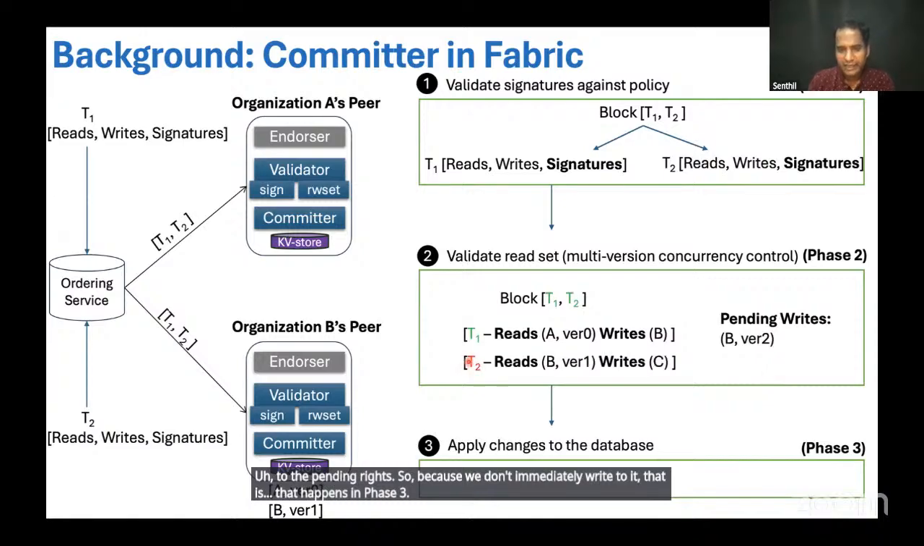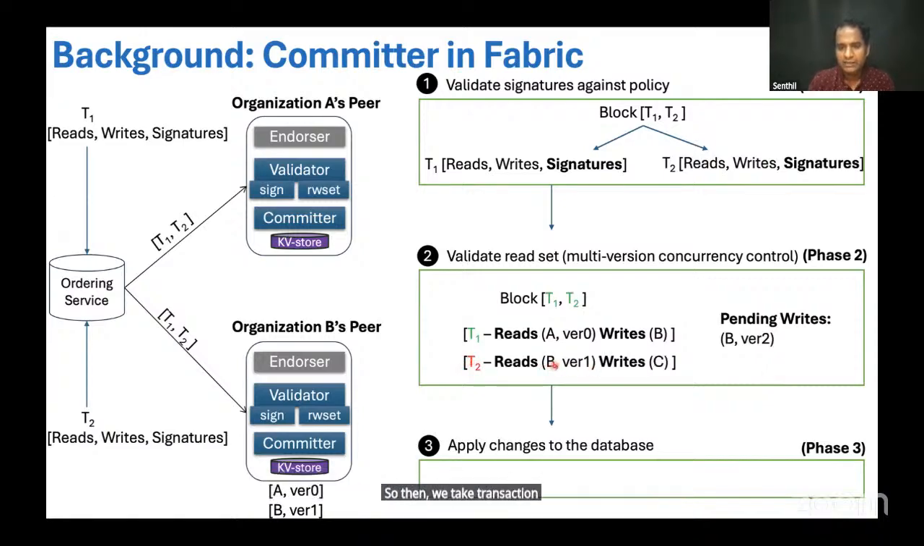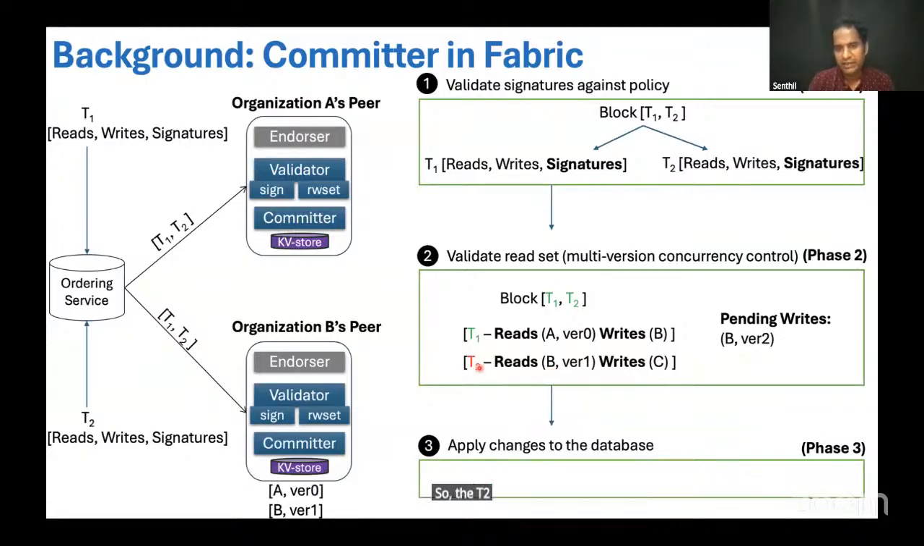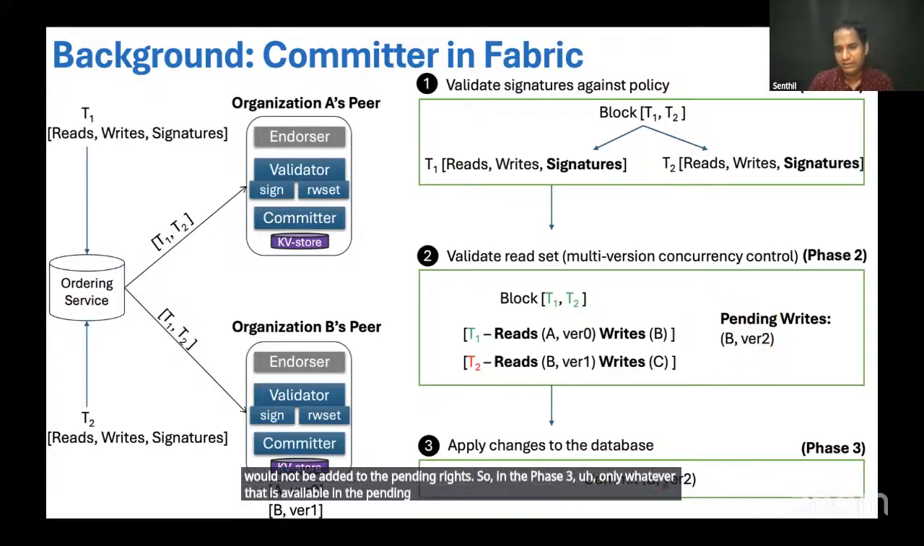Then we take transaction 2 and it has read key B at version 1. Though the committed state is at version 1, we have a pending write which has incremented the version, right? As a result, we have done a stale read, so T2 would become invalid. The write of C would not be added to the pending writes. In phase 3, only whatever is available in the pending writes would be added here and then applied to the database.